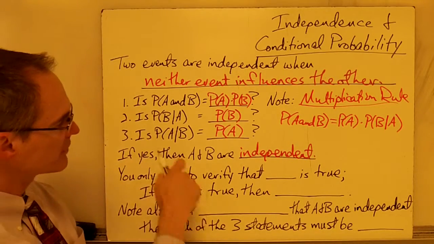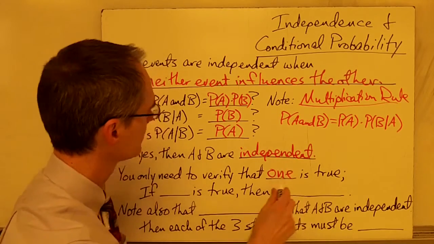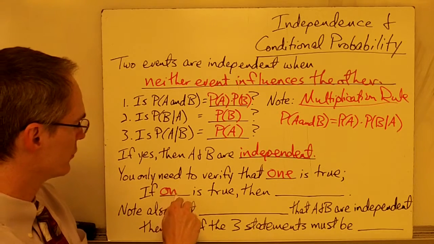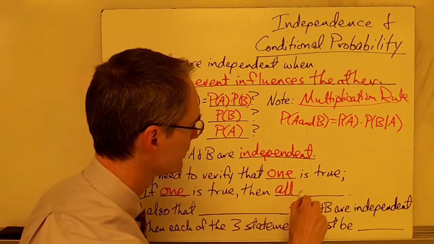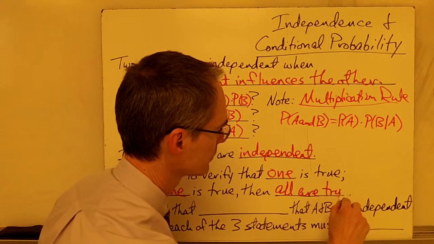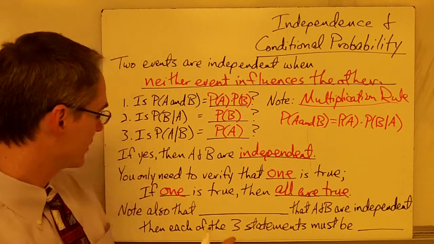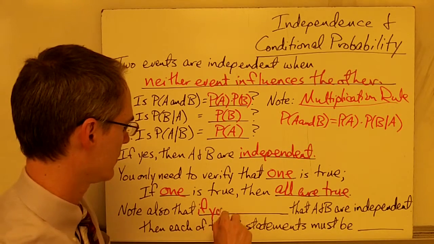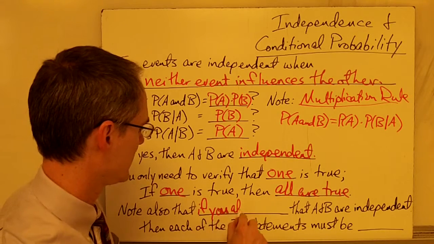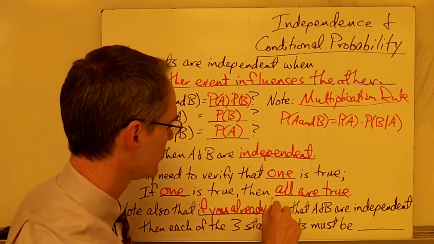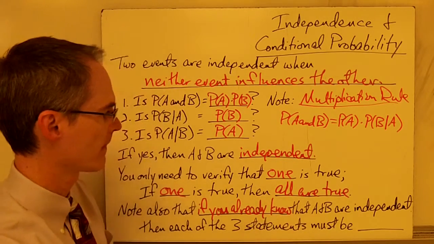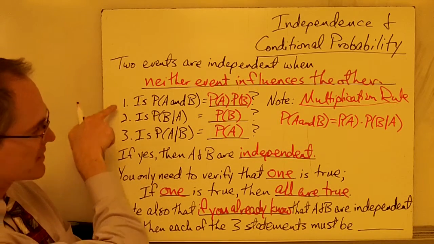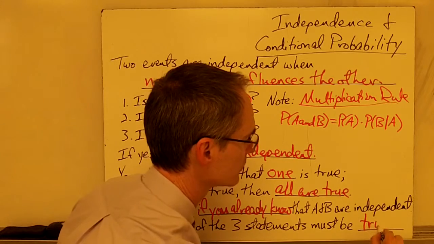Notice that I only need to verify that one of these three statements is true. And if one of them is true, then all of them are true. One more thing to note. If you already know that events A and B are independent, then each of these three statements here must be true.